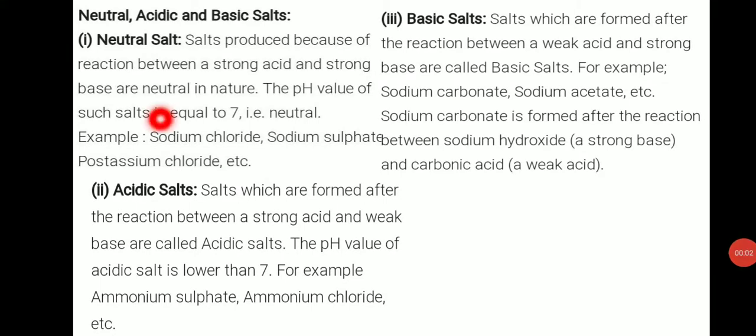Some of the neutral salts are sodium chloride, sodium sulfate, and potassium chloride. All these salts show a pH equal to 7. So these are prepared from a strong base and a strong acid. So how is sodium chloride obtained? It is prepared from a base and an acid.